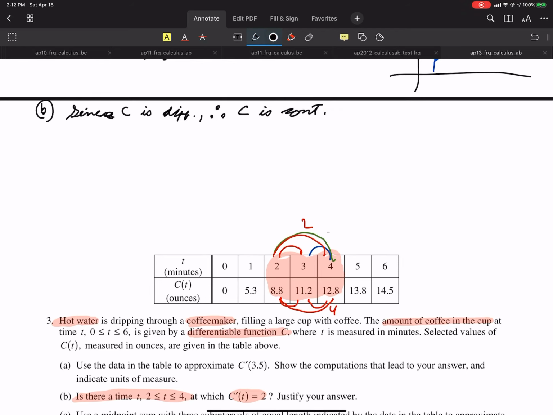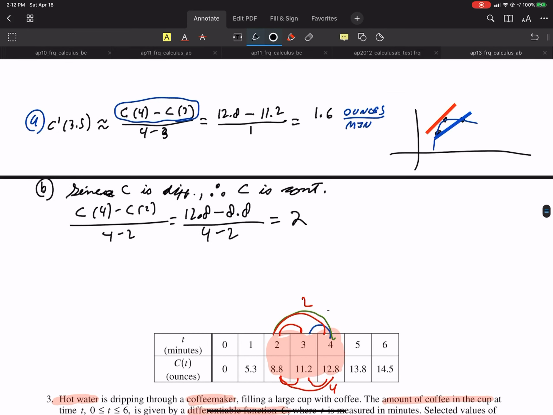So I am going to say C of 4 minus C of 2 over 4 minus 2 is 12.8 minus 8.8 over 4 minus 2. That does equal 2. So what we've shown is the slope between 2 and 4. For example, that I know that's not 2, but we've shown that the slope between 2 and 4 is 2.